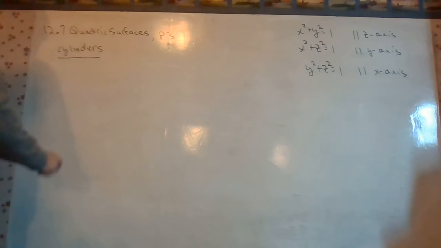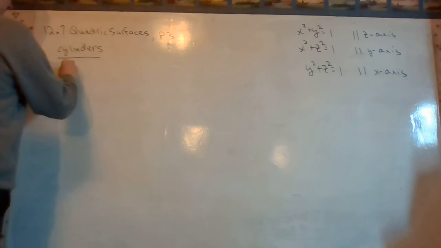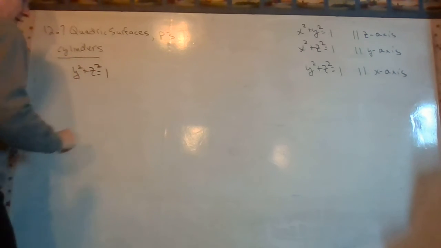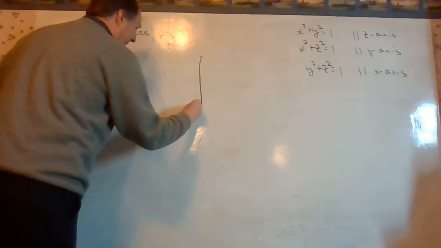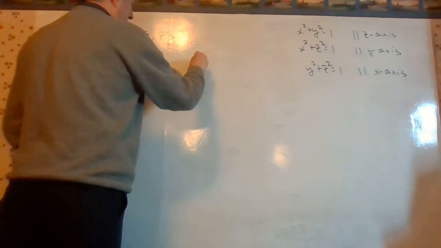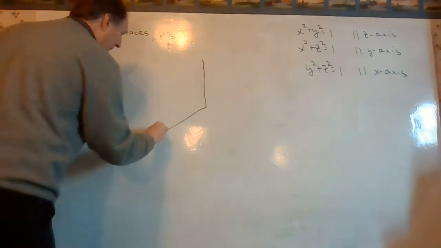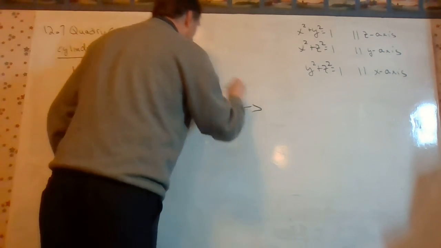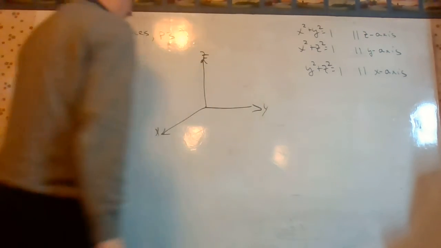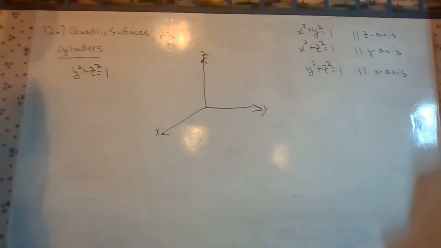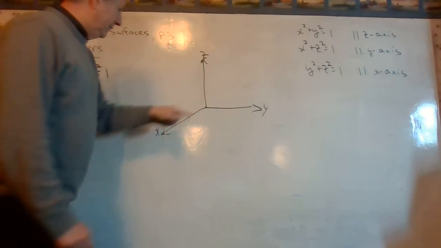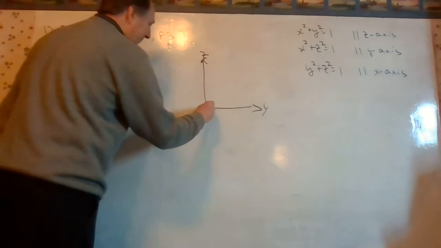Let's have a look at one of these at random. How about if we do y squared plus z squared equals 1. And I'll show you how to think of the graph. Okay, first of all, in the YZ plane, you can plot a circle. It's just a circle of radius 1.